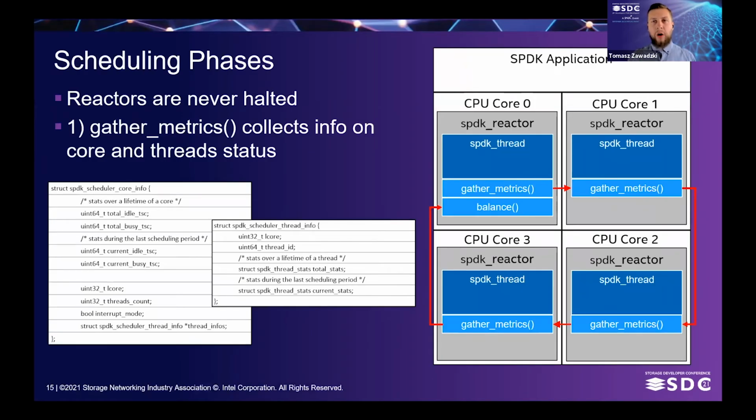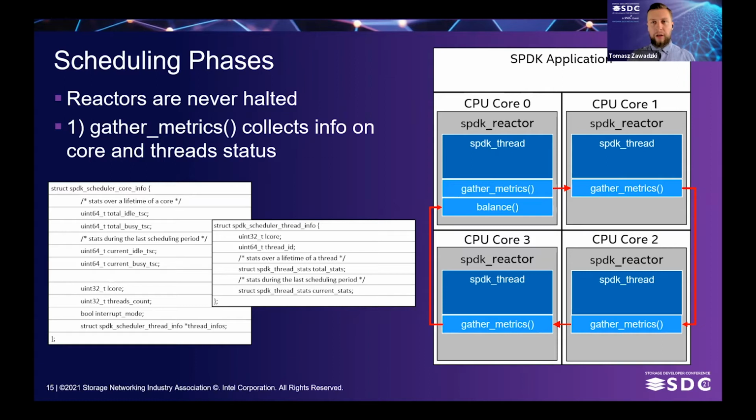So I would like to describe how the scheduling phases occur during a single scheduling occurrence. One important part to remember is that whenever scheduling is in progress, the reactors, the cores, still poll the SPDK threads. There's no stop of the operation during the scheduling. Scheduling is performed on an interval called the scheduling period, which is set by the user whenever he enables a particular scheduler. When the timer expires, gather metrics, the first phase, starts.